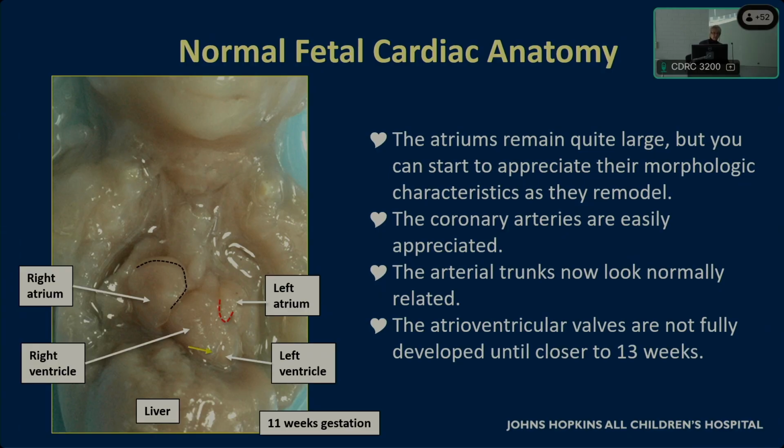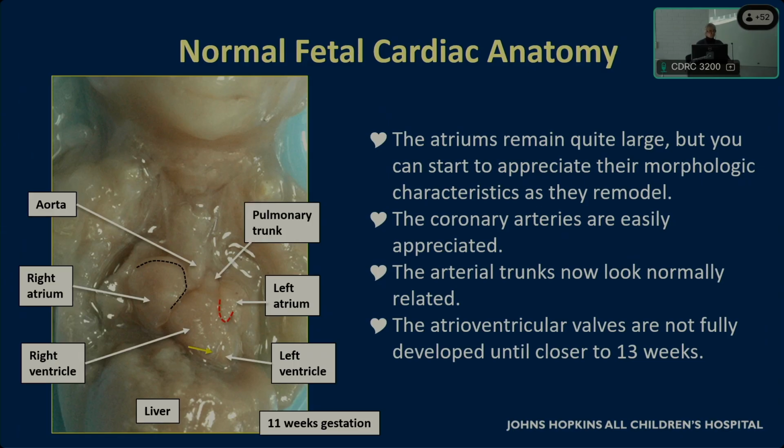You can now see the coronary arteries on the epicardial surface. So that's the very distal component of the anterior interventricular coronary. And now you can see that the arterial trunks are easily appreciated, and they look normally related as they're exiting this particular heart. And this specimen was from a fetus that had trisomy 13. And I don't have the face here, but there was actually cyclopia in this particular fetus. So there was a VSD and some valvar dysplasia.